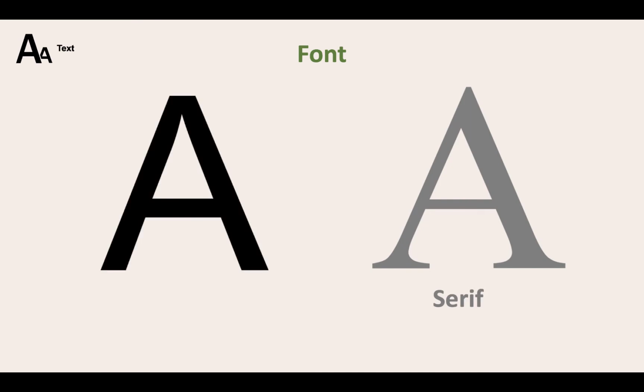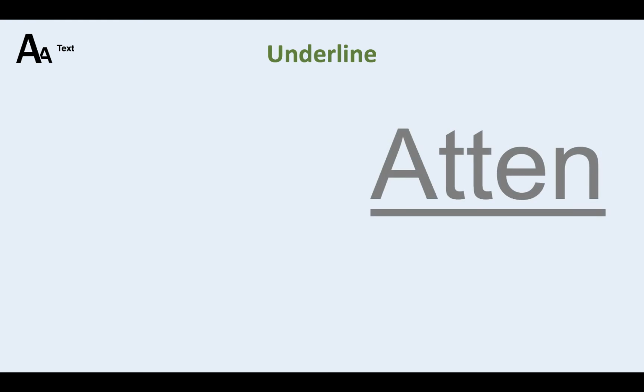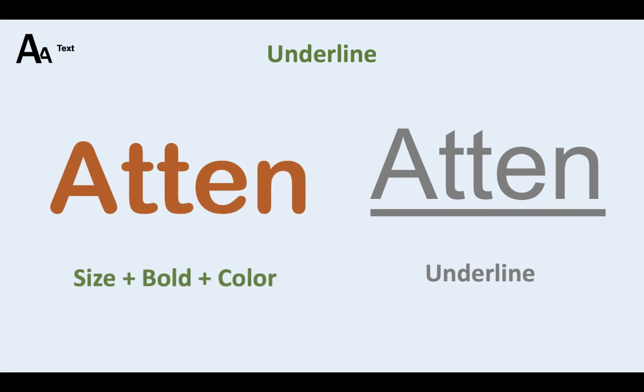Font. Rather than a serif font, try to use sans serif fonts because it displays clearly even in small sizes. Underline. Rather than relying on underlines to emphasize text, use other sensory characteristics such as size, boldness, shape, and location to emphasize. Underlines are reserved for hyperlinks or tracking changes only.